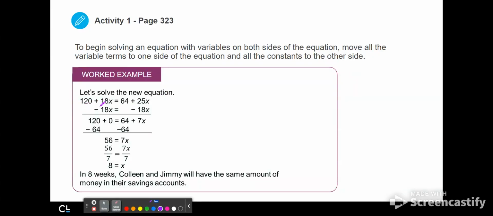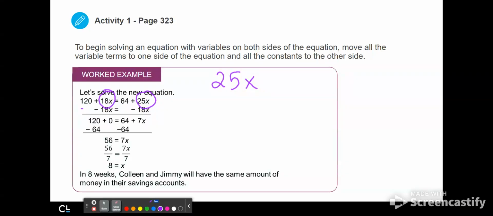Okay, so they've got their 120 plus 18x. They've got their 64 plus 25x. Now, I like to think of my x's as superheroes. So I've got the 25, and his x is his superhero cape that follows him. Okay, these superheroes are buddies. So what we need to do is put them both on the same side together. The numbers without a superhero cape, or the x, those are going to be your constant people.